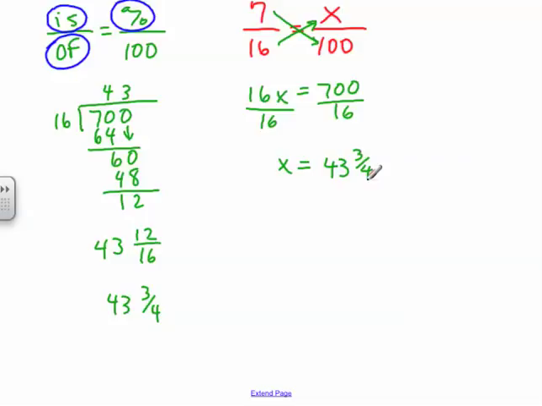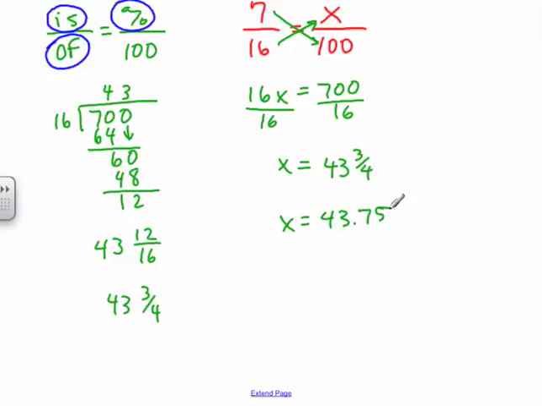Now some of you are going to say, hey, Mr. C, can't I write that as 43.75? Absolutely, you can write it as 43.75, because 0.75 is the same thing as 3/4, right? I could write it as 700 over 16, but I need to reduce it. That would be 350 over 8. I need to reduce that, and that's 175 over 4, and I think that's it.